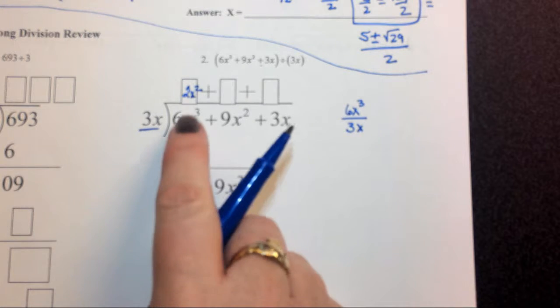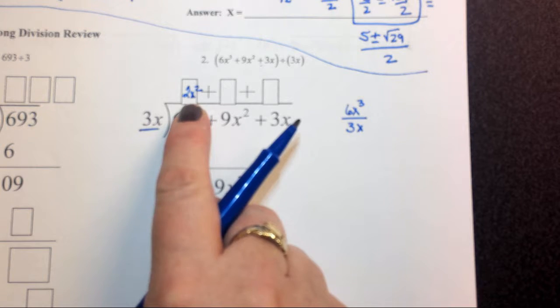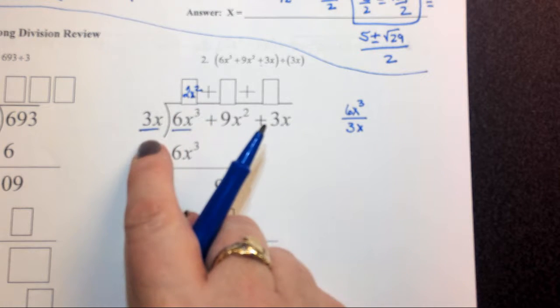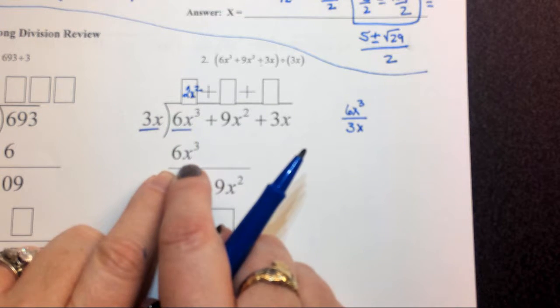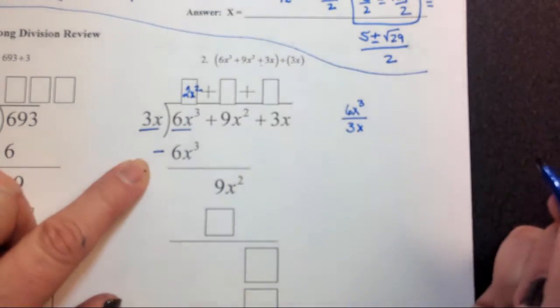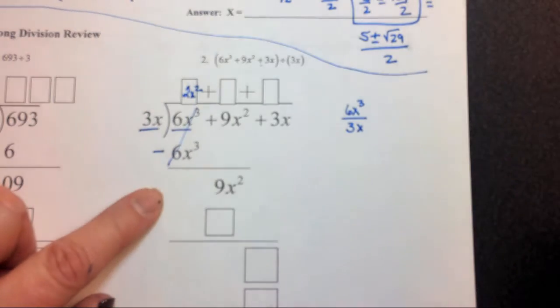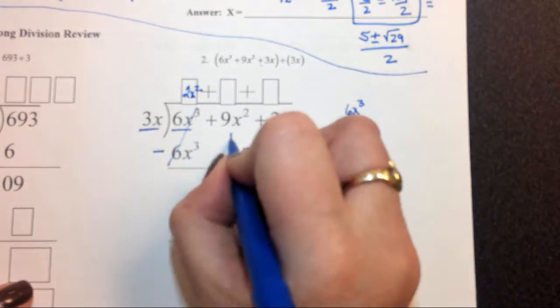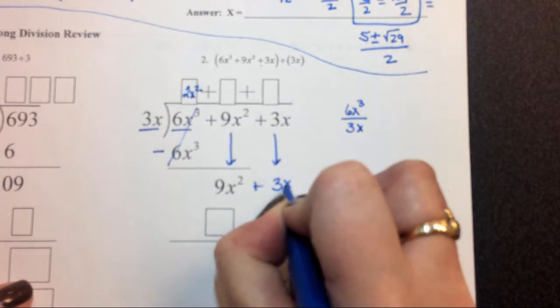So after you divide, do you remember what you do next? After you divide, you do what? We bring down, but before we bring down, what do we have to do with the 2x squared and the 3x? You have to multiply. So 2x squared times 3x is where I get the 6x cubed from. And then remember, you're going to subtract. So the 6x to the third minus 6x to the third cancels. Now I'm going to bring down my 9x squared and my plus 3x.